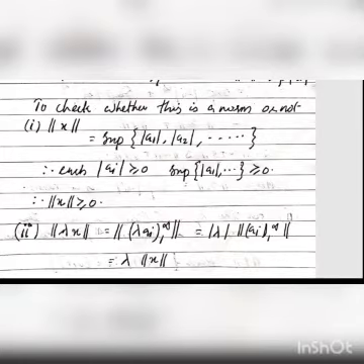Now take the norm of lambda x. That is nothing but the norm of lambda into ai from 1 to infinity, which is equal to mod lambda into the norm of ai from 1 to infinity. Now this is nothing but the norm of x, so it reduces to mod lambda into the norm of x.